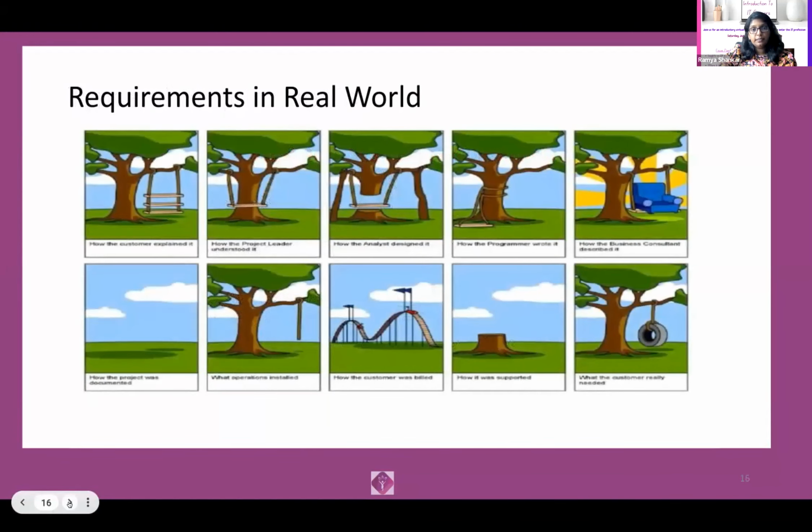Let's take a real world example. There is a requirement wherein a customer says, I need a swing. Now we'll see how it's perceived across the different parties involved in the project. As a project leader, I could say that I need my swing with extended strings.